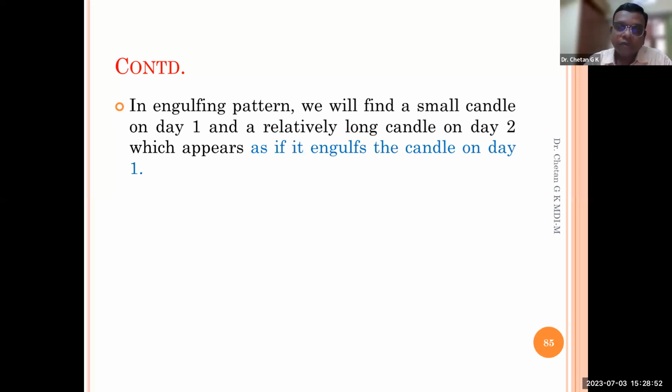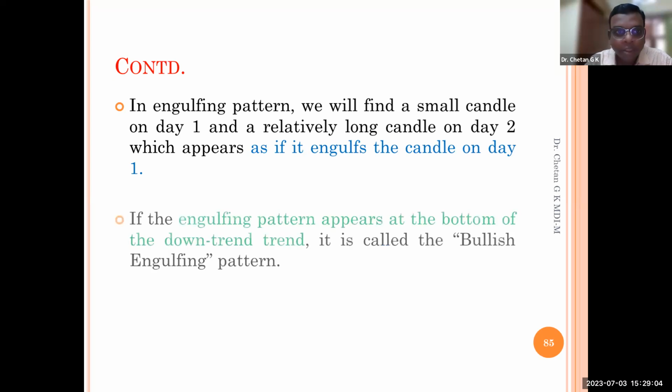So in an engulfing pattern, we will find a small candle on day one and a relatively long candle on day two, which appears as if it engulfs the candle on day one. Engulfing means completely covering it. If the engulfing pattern appears at the bottom of a downtrend, it is called a bullish engulfing.